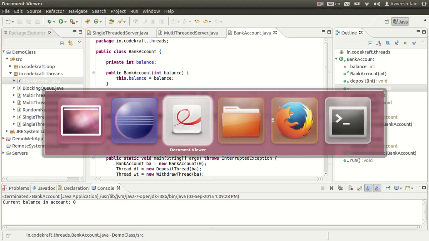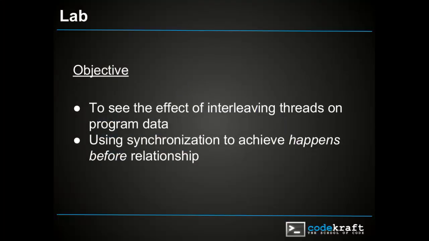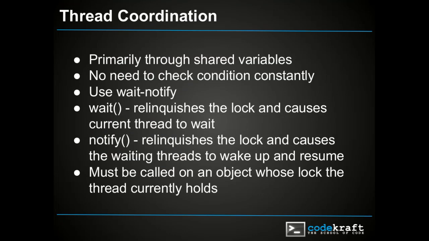So now moving back to our presentation. The next thing I want to talk a little bit about is thread coordination, like how do threads work with each other. Primarily the way threads work with each other is through shared variables. Essentially they both might refer to a common variable, and one thread might set the value of that variable, and the other thread might poll and check if that condition is satisfied.